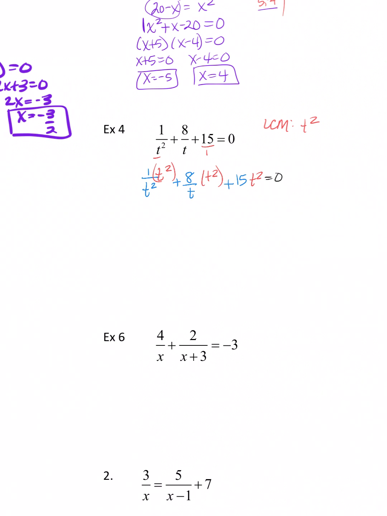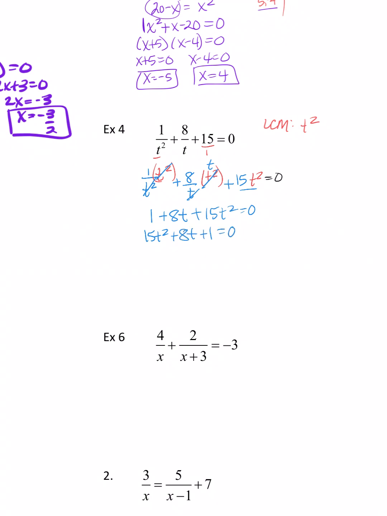All right, let's clean it up. Let's see what happens. These t squareds right here will cancel out, and I'm just left with a 1. This t and this t squared, they will reduce. We'll just have 1 t left. So it'll be plus 8t, and here will be plus 15t squared equals 0. All right, so now we just have a quadratic. I'm going to put it in exponent order so I can see better what's going on here.